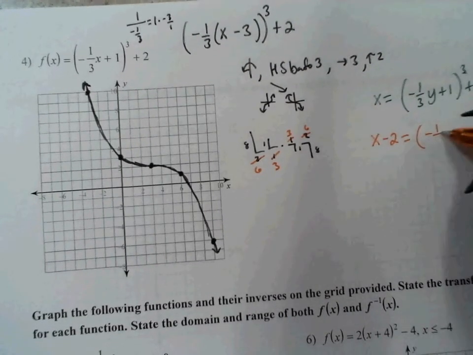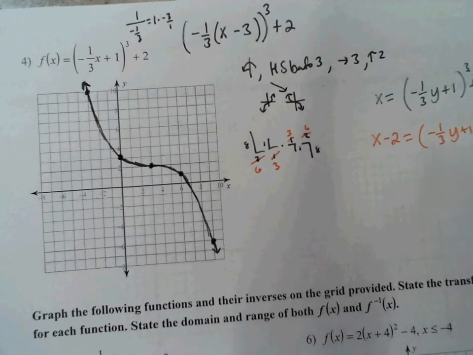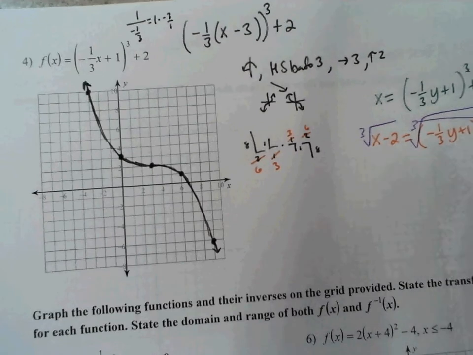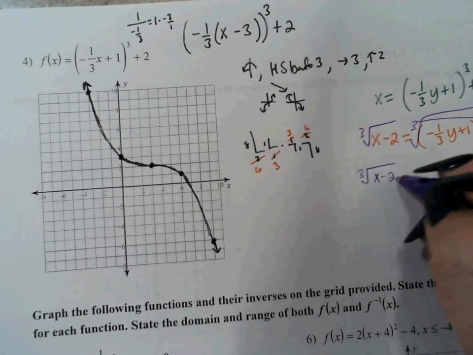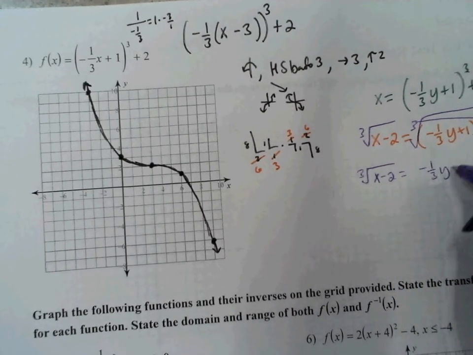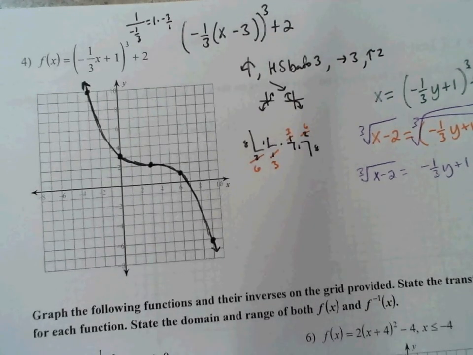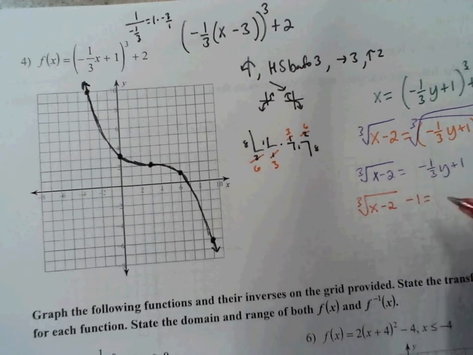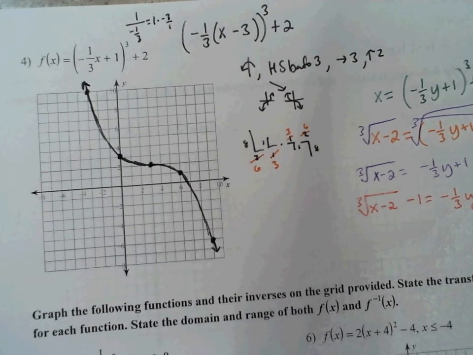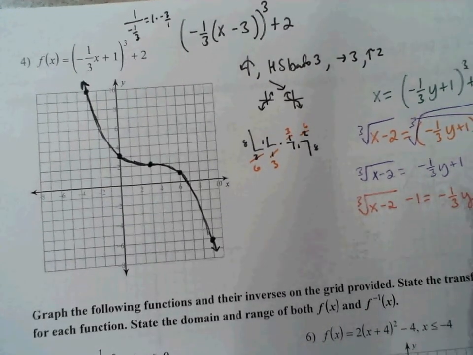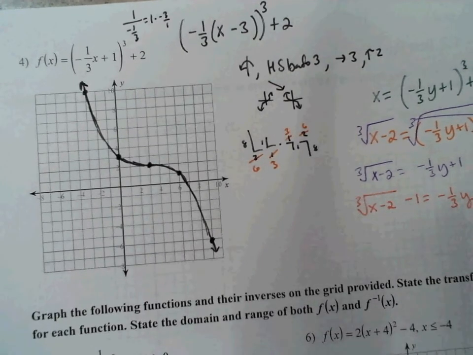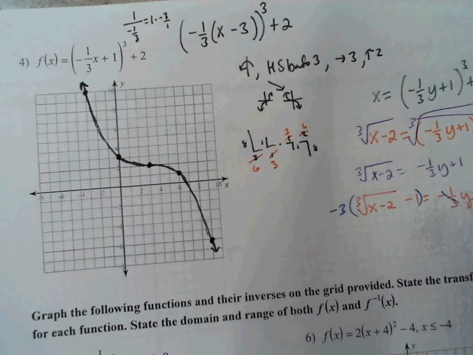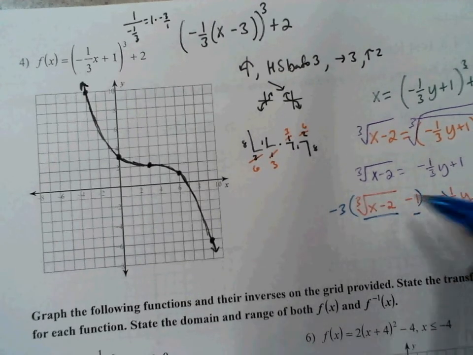Okay, so if I subtract the 2, the next thing I do is take the cube root. So the cube root of x minus 2 equals negative 1/3 y plus 1. Next thing we're going to do is subtract the 1. So the cube root of x minus 2, minus 1. And then to undo the multiplication by negative 1/3, we're going to multiply by negative 3, the reciprocal. But remember, we're going to multiply everything by negative 3.